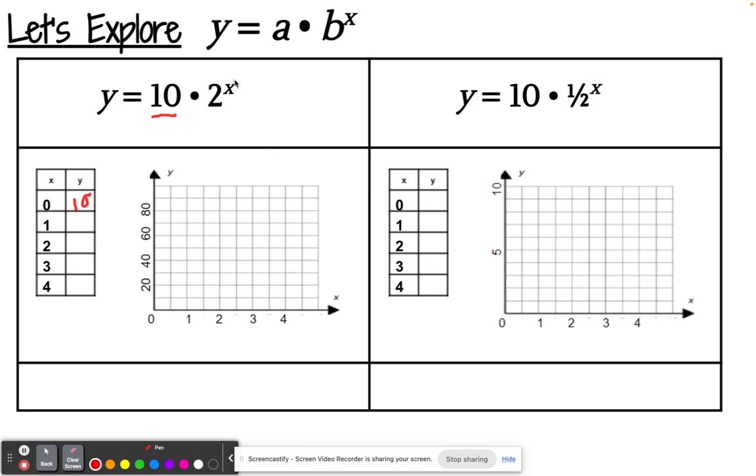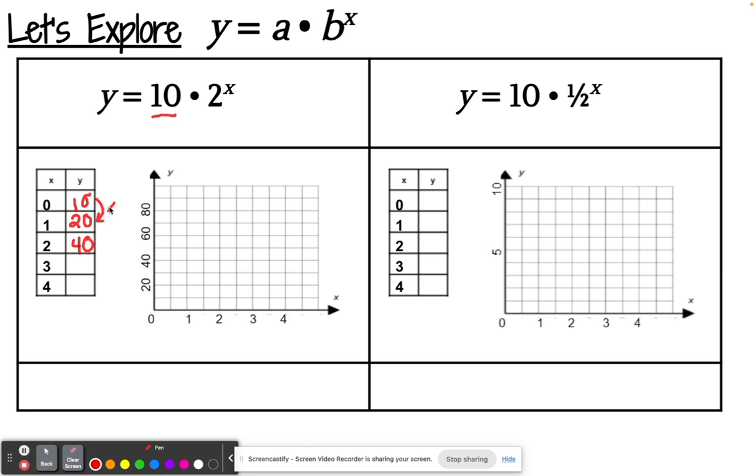Now let's put in some other values. If I put a 1 here for x, 2 to the first power is 2 times 10 will give me 20. If I put a 2 in here for x, 2 to the second power is 4 times 10 will give me 40. And you can see what we mean by factor of change, constant factor of change.